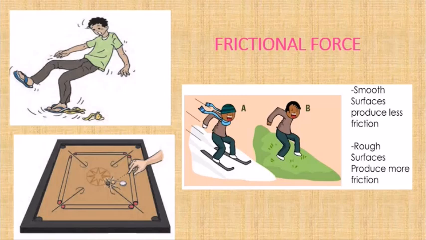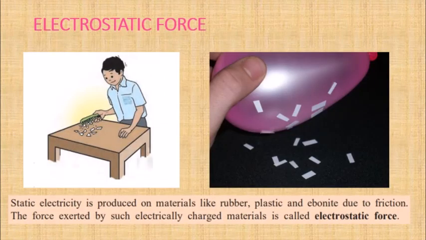For example, a ball rolling over a flat surface stops at a certain distance due to the friction between the ball and the surface. This type of force which is there between two surfaces is called the frictional force. Next type of force is electrostatic force.